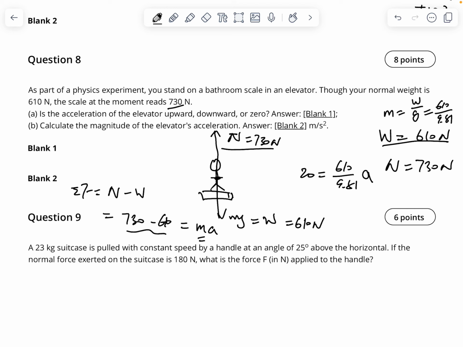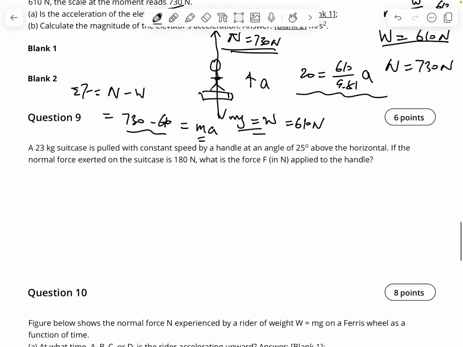Okay, because normal force is bigger than weight, so acceleration will be upward, right? And what's the value? Just solve this equation. You got the value.